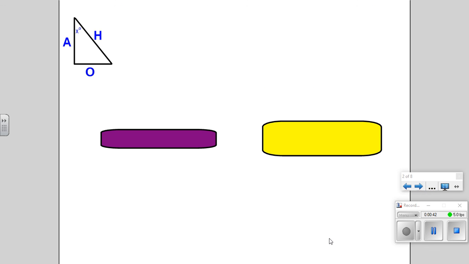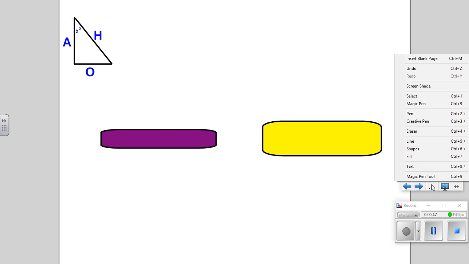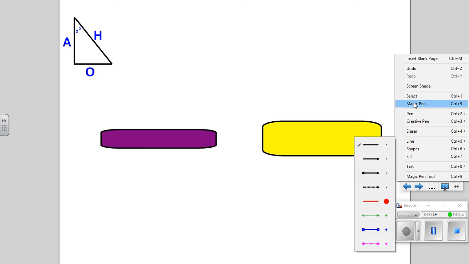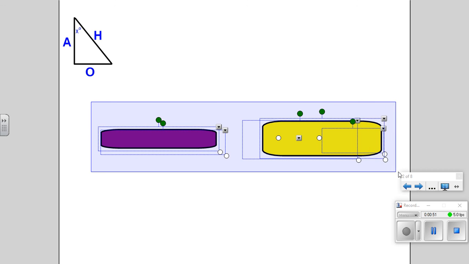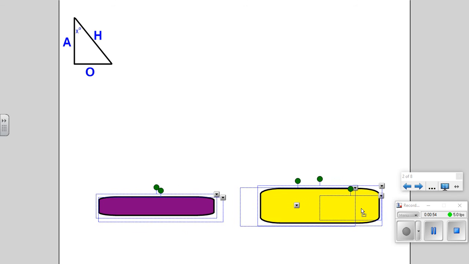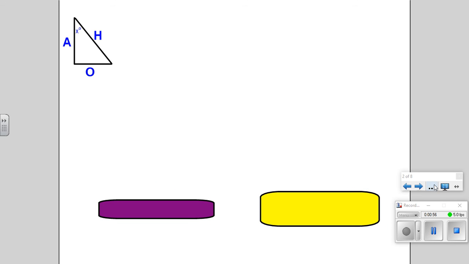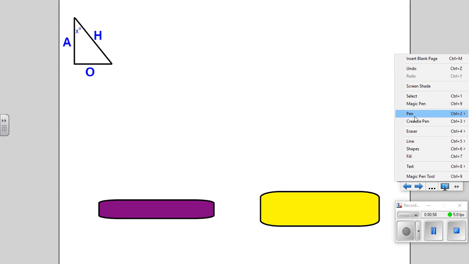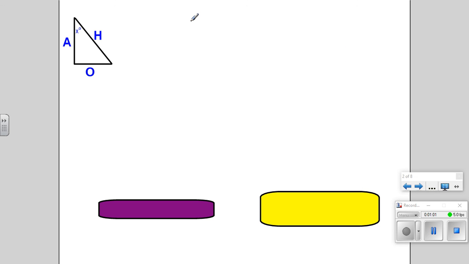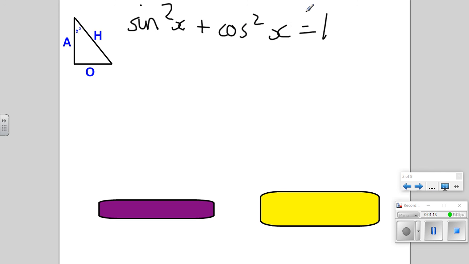Okay, so what we have here is a right angled triangle, and the sides are labelled hypotenuse, opposite, and adjacent. And we have the angle x highlighted. Okay, there are 2 trig identities that we can gather from this image. The first one is sine squared x plus cos squared x equals 1. Okay, and I'll prove this one to you.